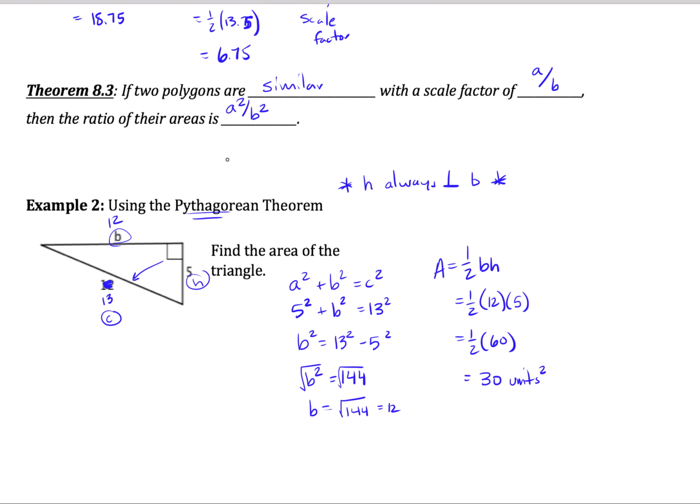So there you have it. The formula for the area of a triangle is 1/2 base times height. And always remember that the height will be perpendicular to the base in every instance, in every formula that we're going to learn. When it talks about height and base, those two things should always be perpendicular to each other.